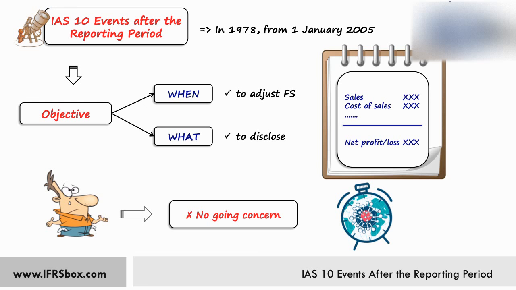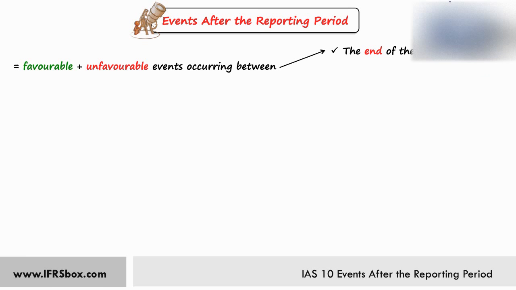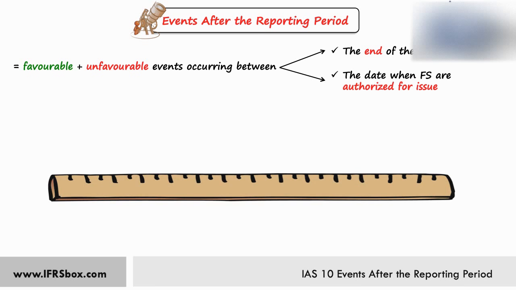So what are the events after the reporting period? Those are all events, both favorable and unfavorable, occurring between the end of the reporting period and the date when the financial statements are authorized for issue. So first of all, you need to determine when the event happened in order to say if IAS 10 applies or not. Let's see here on the timeline.